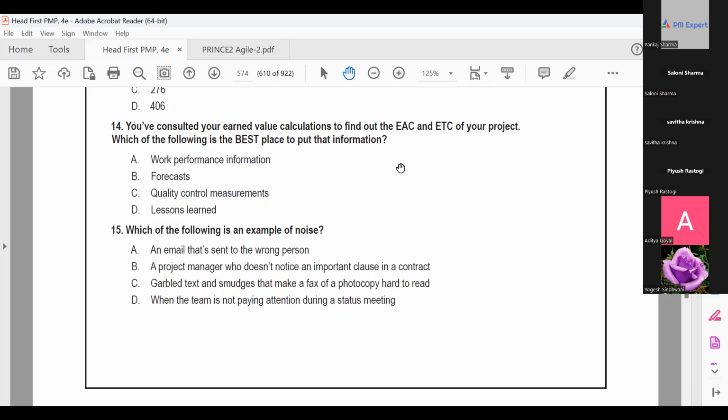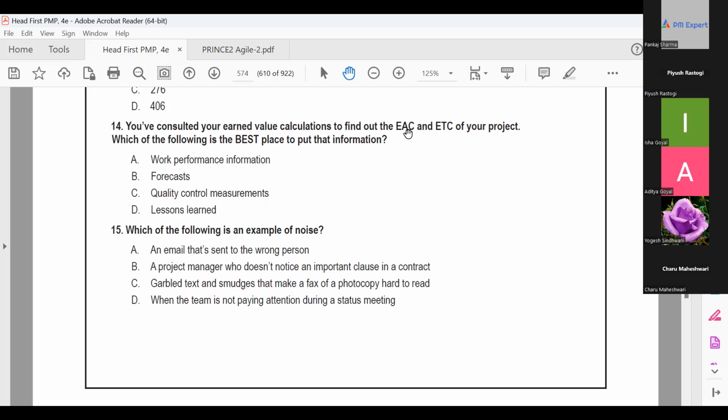Some of the guys will not be able to answer this, which is okay. But people who have done cost management with me can recognize EAC and ETC. What are EAC and ETC? Estimate at completion and estimate to complete. Are these forecasts or not? We studied this in forecasting. Yes, these are forecasts, right?